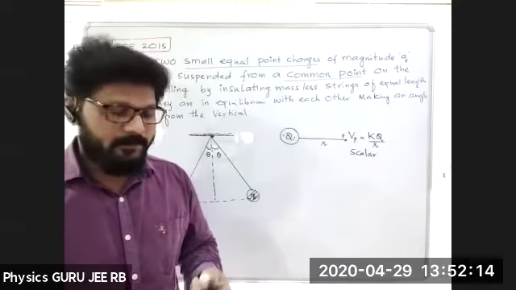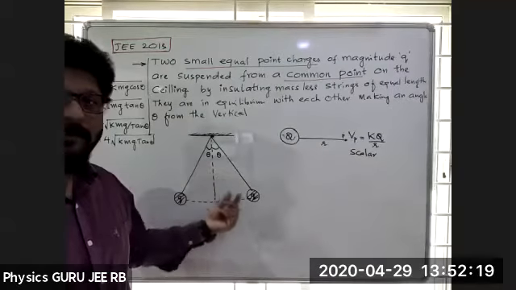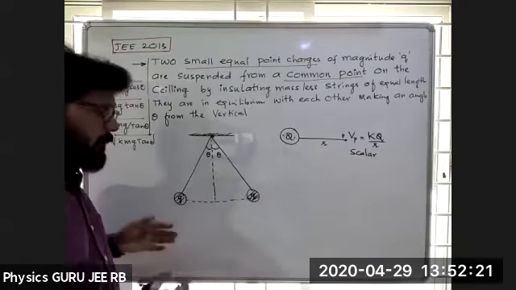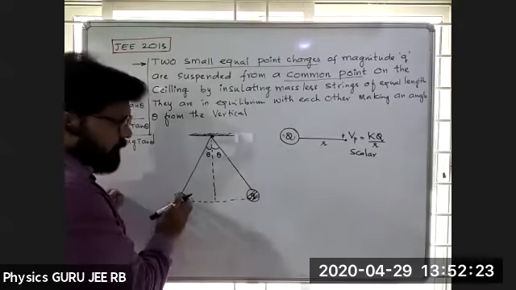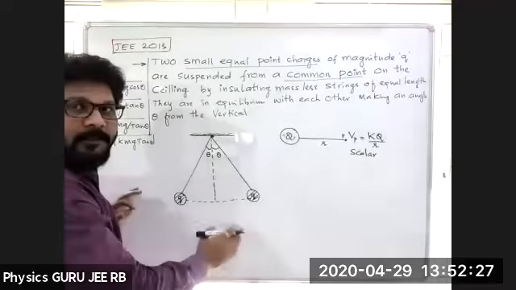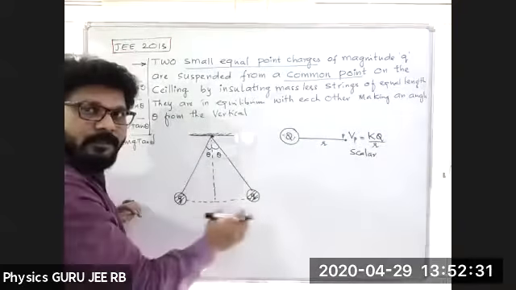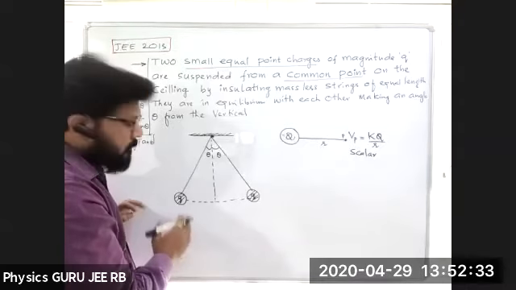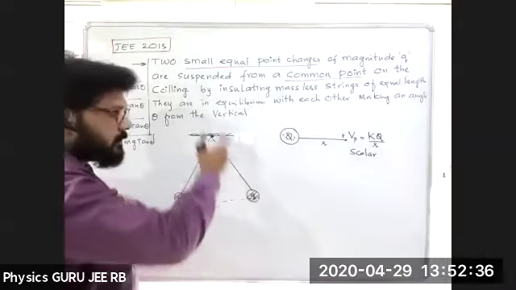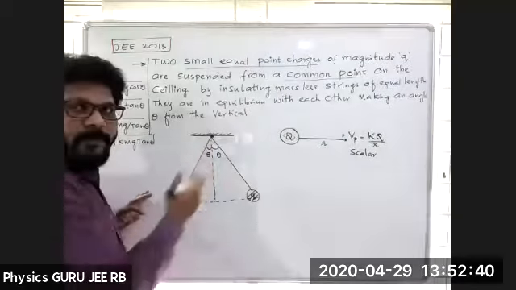Till this point, two strings are there, connected with the two point charges suspended from the same length. As both are positive charges of the same magnitude, they repel. And it is saying that each string makes an angle theta with the vertical. So I draw a vertical, and this is making theta.